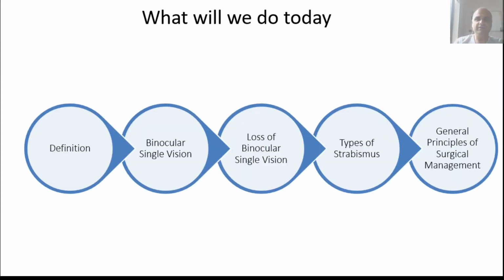This is our itinerary, or what we'll do today. We'll start off by definition, then why we have two eyes and still see one, binocular single vision, what happens when we lose that binocular single vision, the types of strabismus, and a very general overview of surgical principles of management of strabismus.